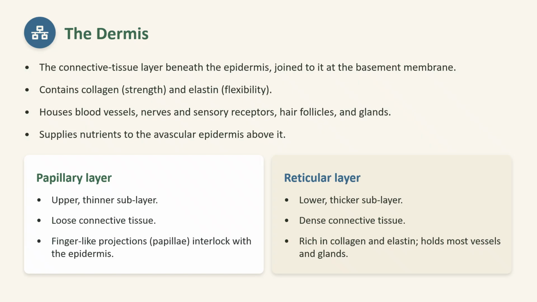The dermis has 2 sublayers shown in the cards below. The papillary layer is on top and is thin and loose, with those finger-like papillae projecting up into the epidermis. The reticular layer beneath is thicker and denser, packed with collagen and elastin, and it houses most of the vessels and glands. Papillary is thin and up top, reticular is thick and deep.